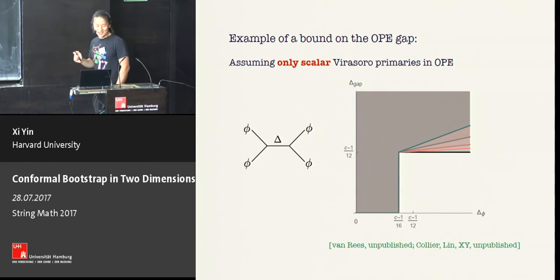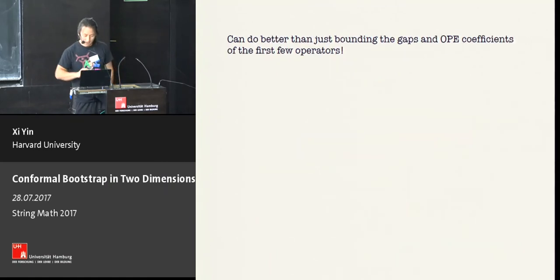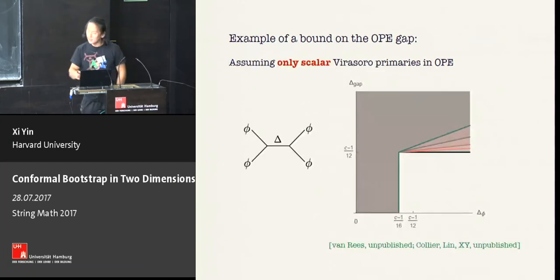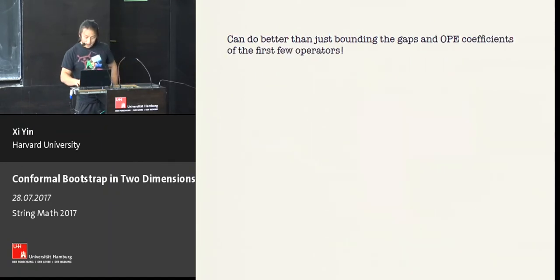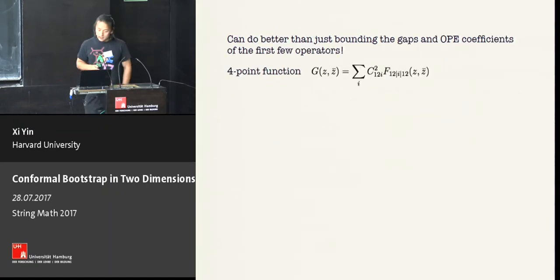Now this was found, in unpublished work, first by Balt van Rees. We also found this later, not aware of his earlier work, but this was not published. We didn't publish this because you can do something better than just bounding the gap and OPE coefficients for the first few operators. By the way, there's some interesting feature here, but I'm not going to say this for now due to lack of time. But let me explain something that you can do better with.